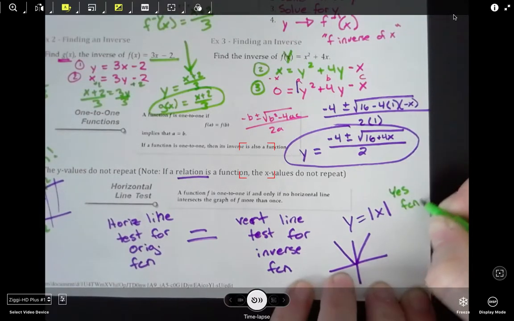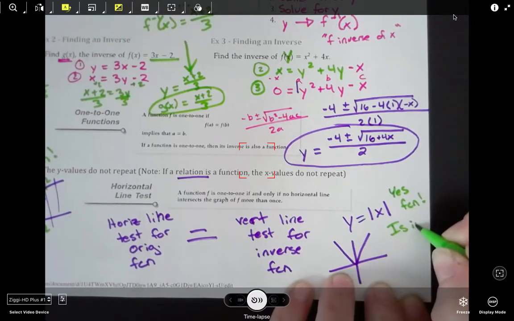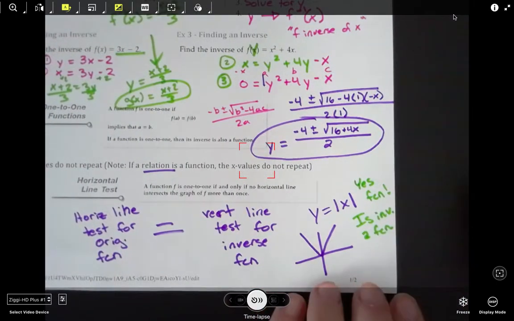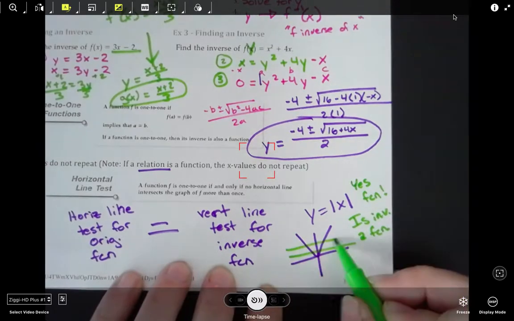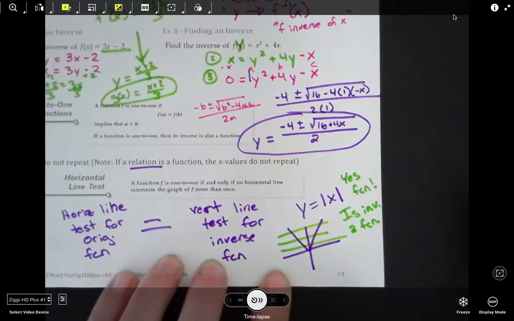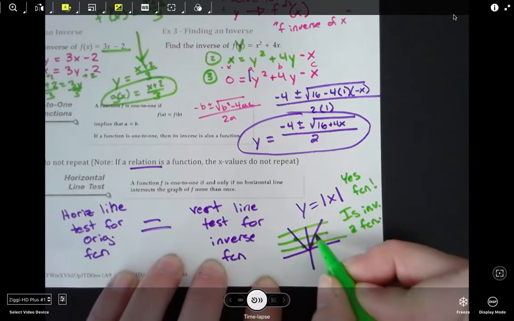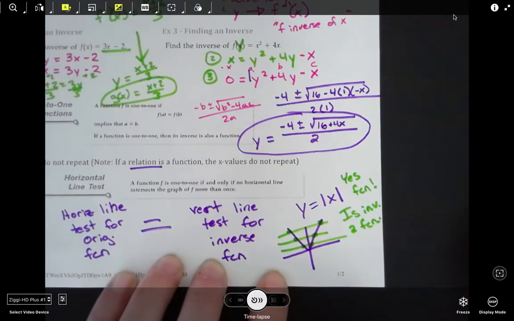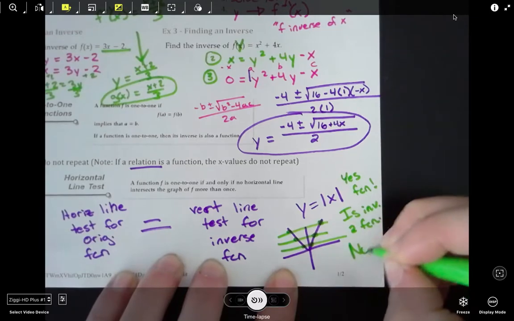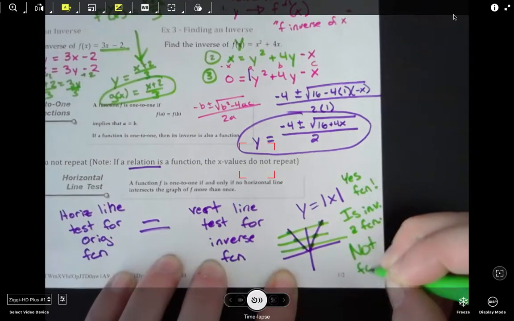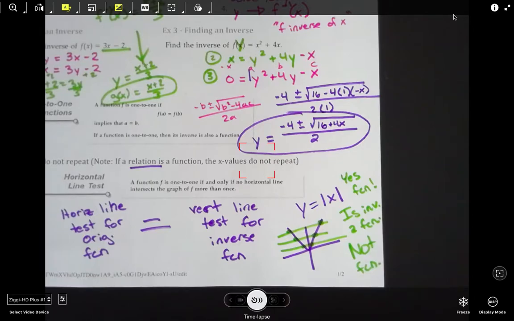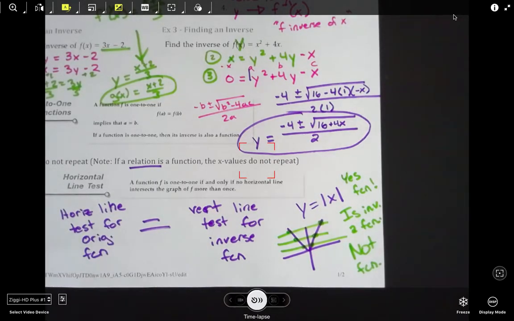Yes, function. Is the inverse a function? If I do the horizontal line test to determine whether the inverse is a function, does it pass? Does it pass? It hits more than one spot on a horizontal line, right? So no, not a function. The inverse is not a function. It itself is a function, but its inverse is not a function. Does that make sense?